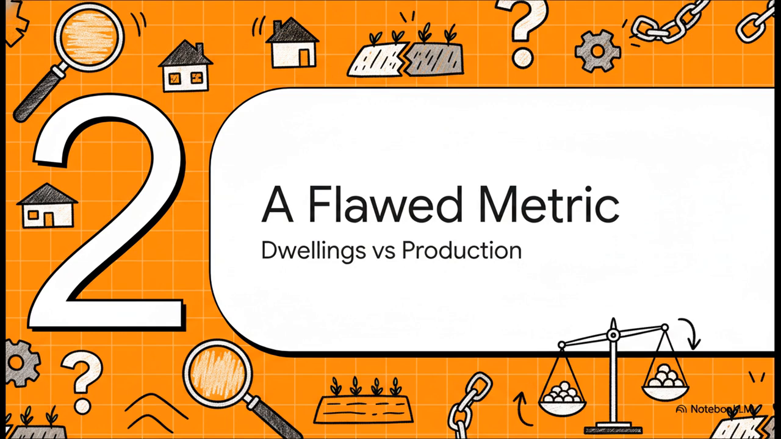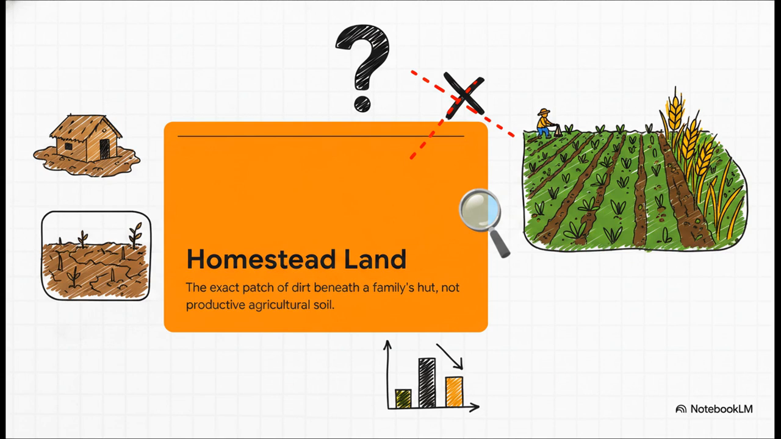Section 2. Anatomy of a flawed metric. Conflating dwellings with the means of production. To really grasp how the bureaucrats broke the data, you have to look at how they define the word ownership. And here is the glaring error. Owning the exact patch of dirt that your house sits on, your homestead land, is absolutely not the same as owning productive land. You can't farm the dirt under your living room, right? Yet the official survey completely ignored this reality, lumping both of these entirely different things into one broad ownership category.